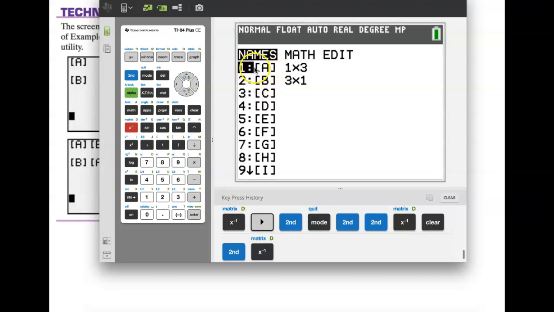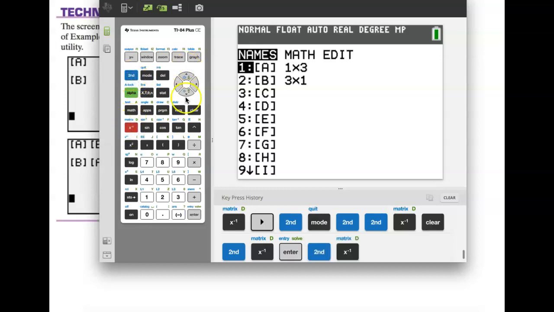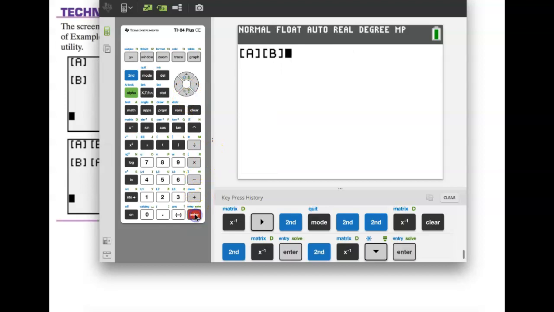So remember, this is defaulting here. Go ahead and push enter. And then go back to second matrix again. And now you want to multiply it to matrix B. So you're moving that cursor. And then enter. And your answer is 32.